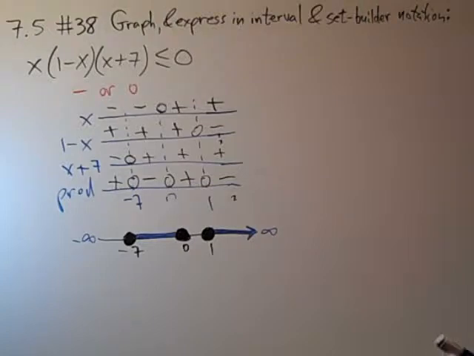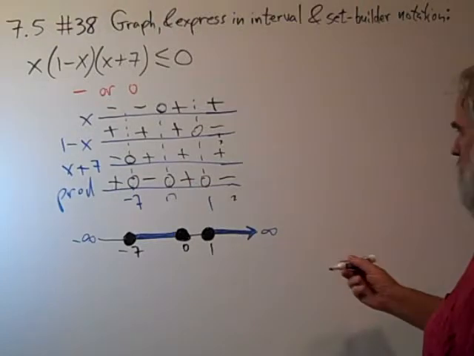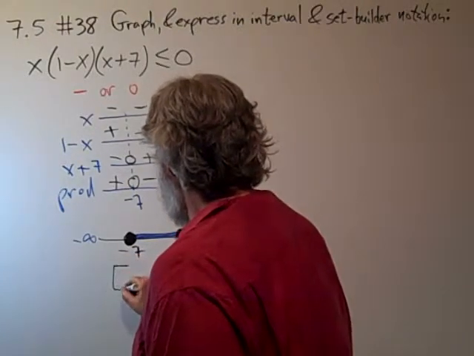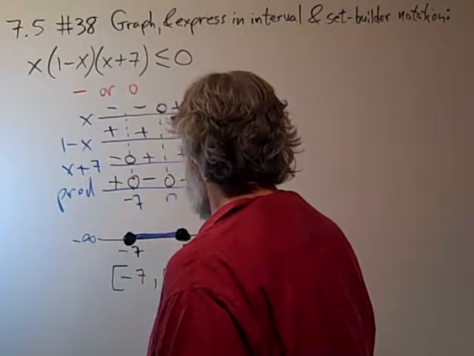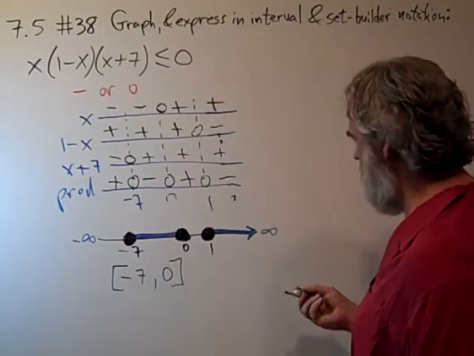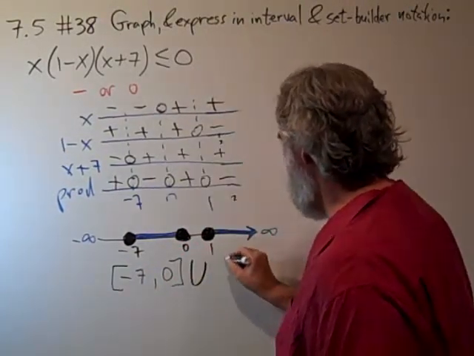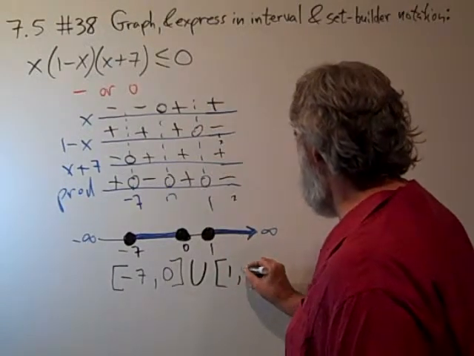Now this is negative infinity at the end of the line to the left and positive infinity at the end of the line to the right. So in interval notation we could express this as the interval from negative 7 to 0, including both of those endpoints, union with the interval going from 1 to infinity.